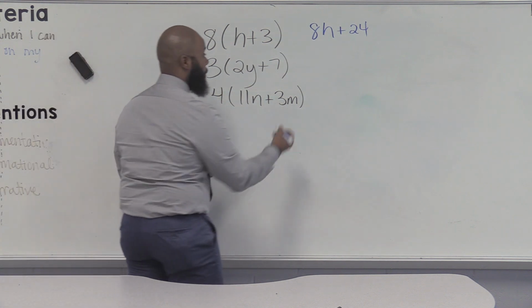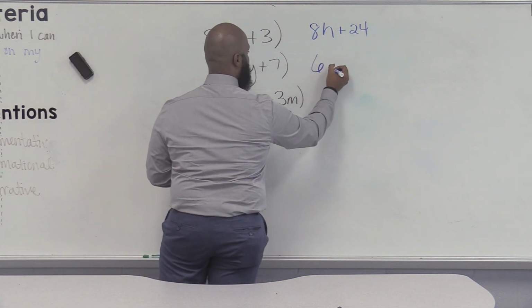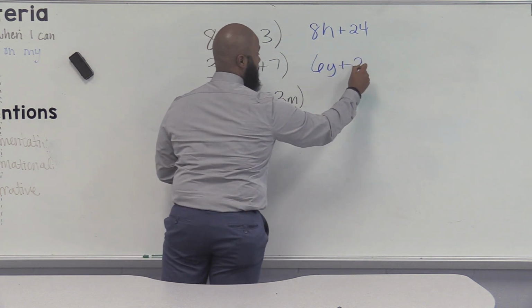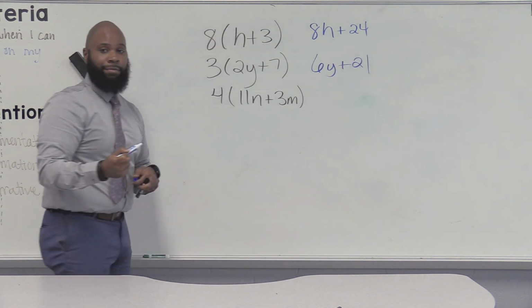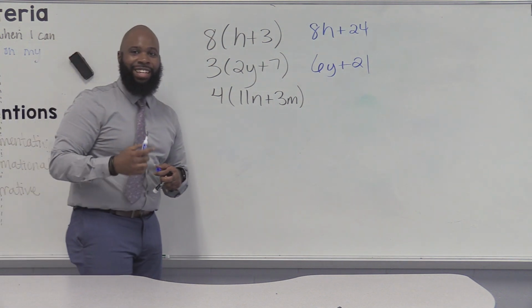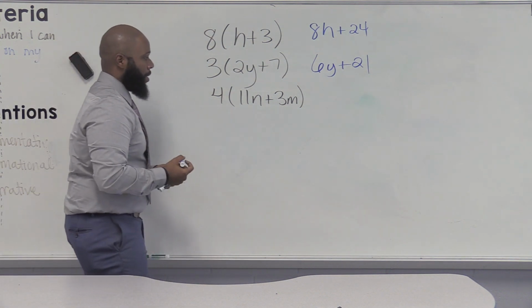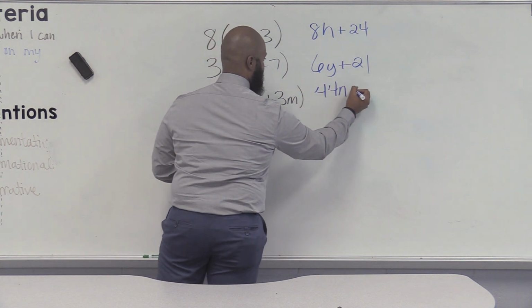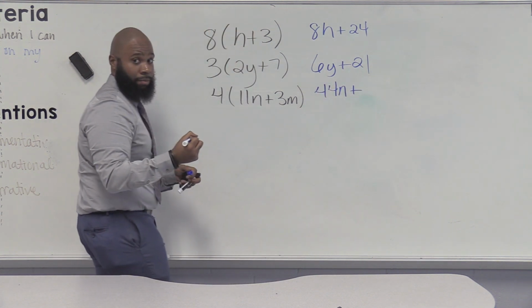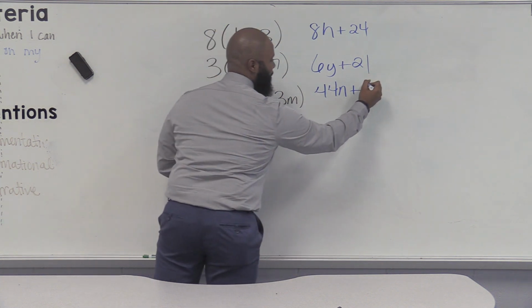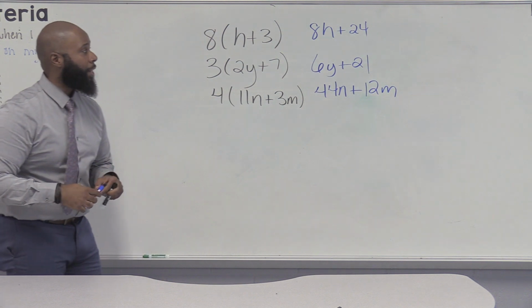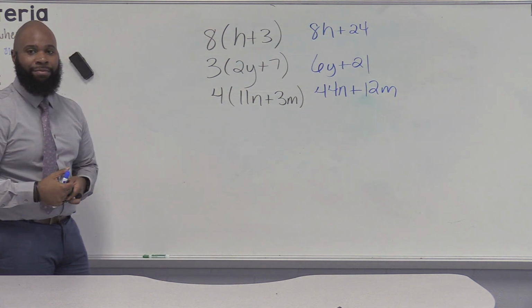All right, so for this one, did you get 6y plus 21? You did? Great job. So my last one, did you get 44n plus what is it? 12m. You got it. So these are my equivalent expressions here.